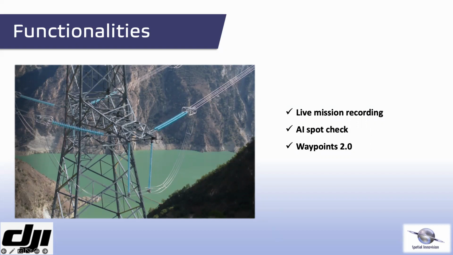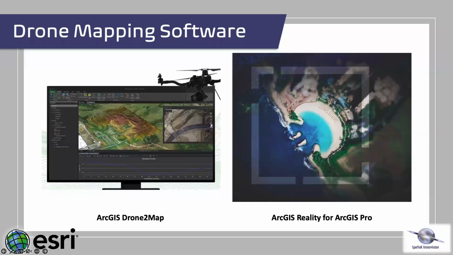I will now speak about some of the processing software which you would use in the office, such as Drone2Map. ArcGIS Drone2Map is a desktop app for your geographic information system drone mapping needs. Use any modern drone to capture high-resolution imagery where and when you need it.